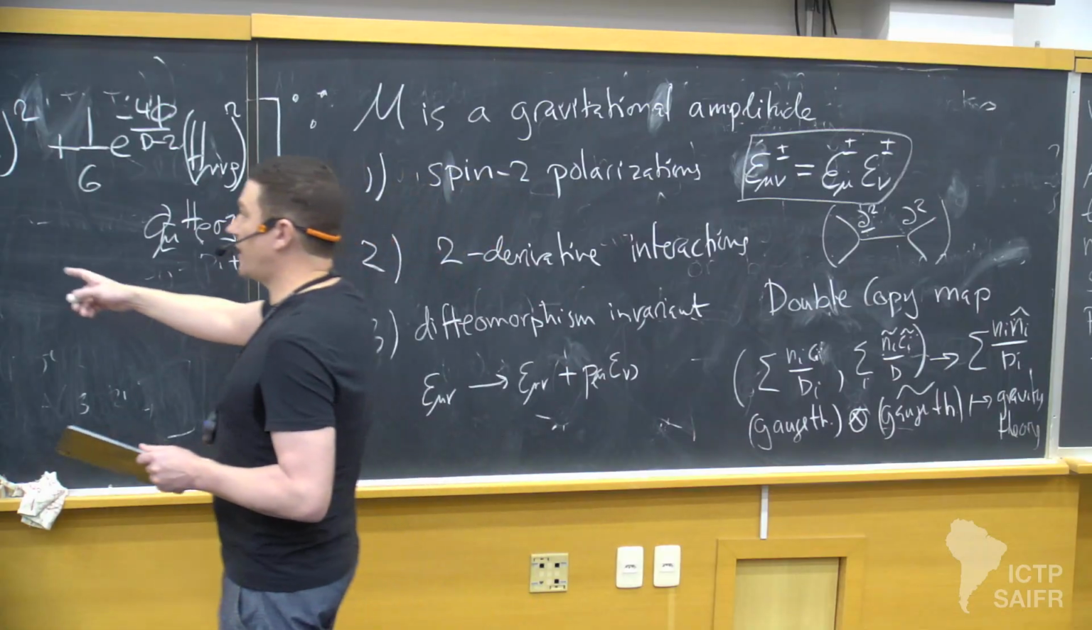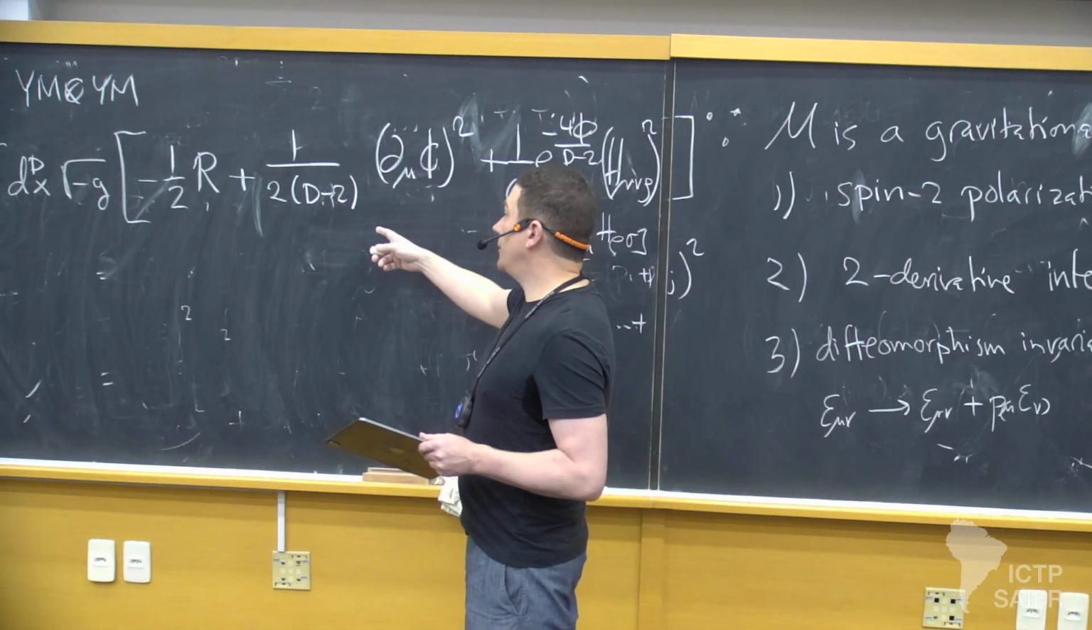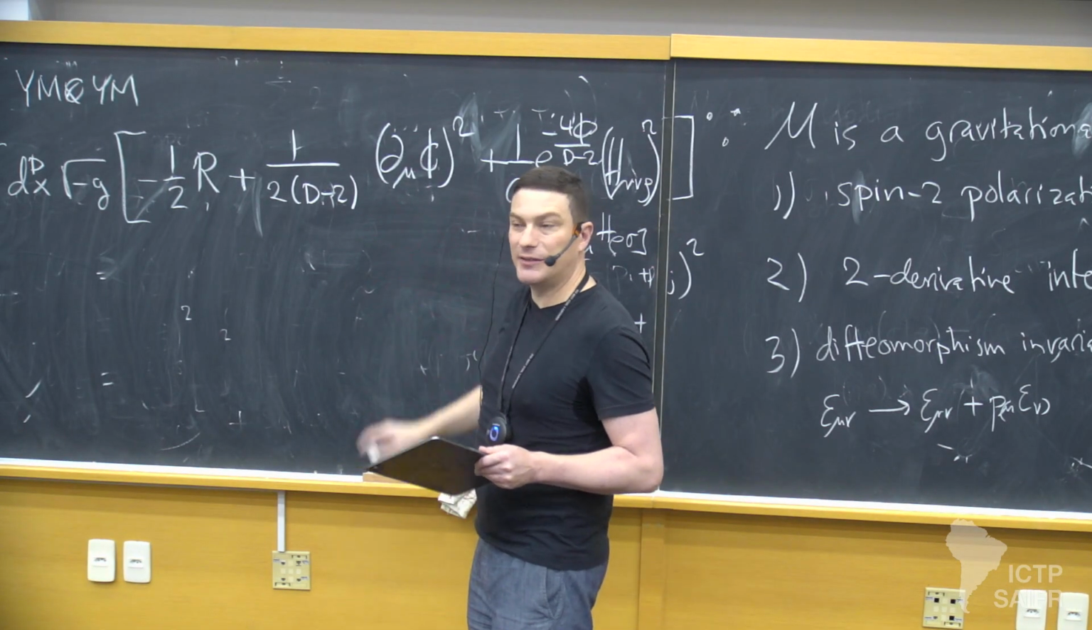And you can see that something weird happens if you go to 2 dimensions. And the weird thing that happens is that the dilaton basically disappears.